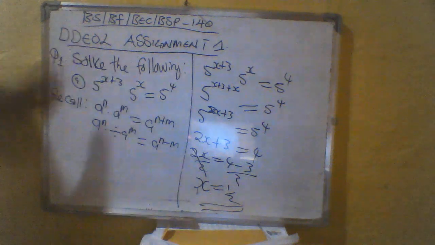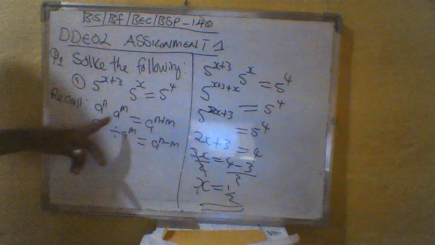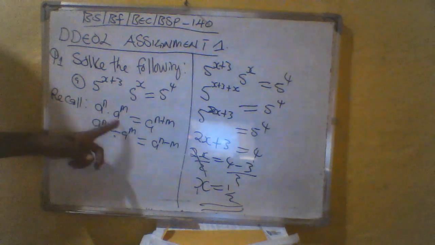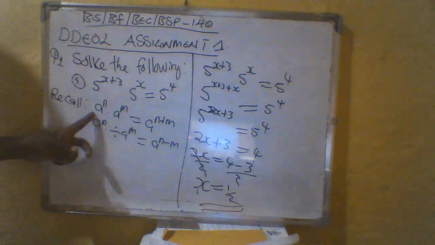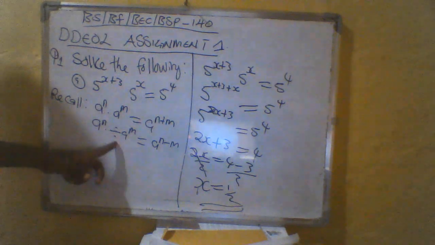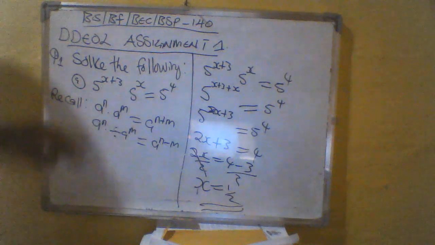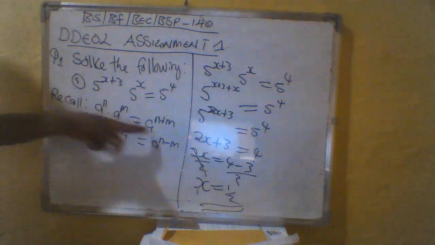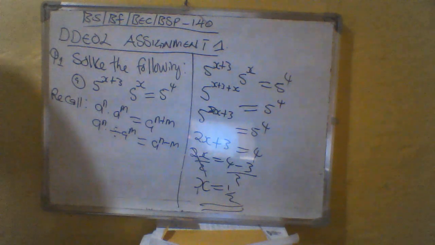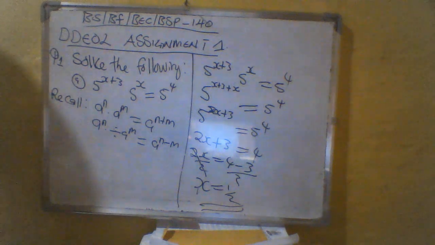So the concept which I used here is the concept of indices properties, where when I'm multiplying the same index numbers with the same bases, we just sum up the powers and maintain the base. If we are dividing, we maintain the base and subtract the powers. This property only works with the same base. As simple as that. So this is how we'll solve the first part.